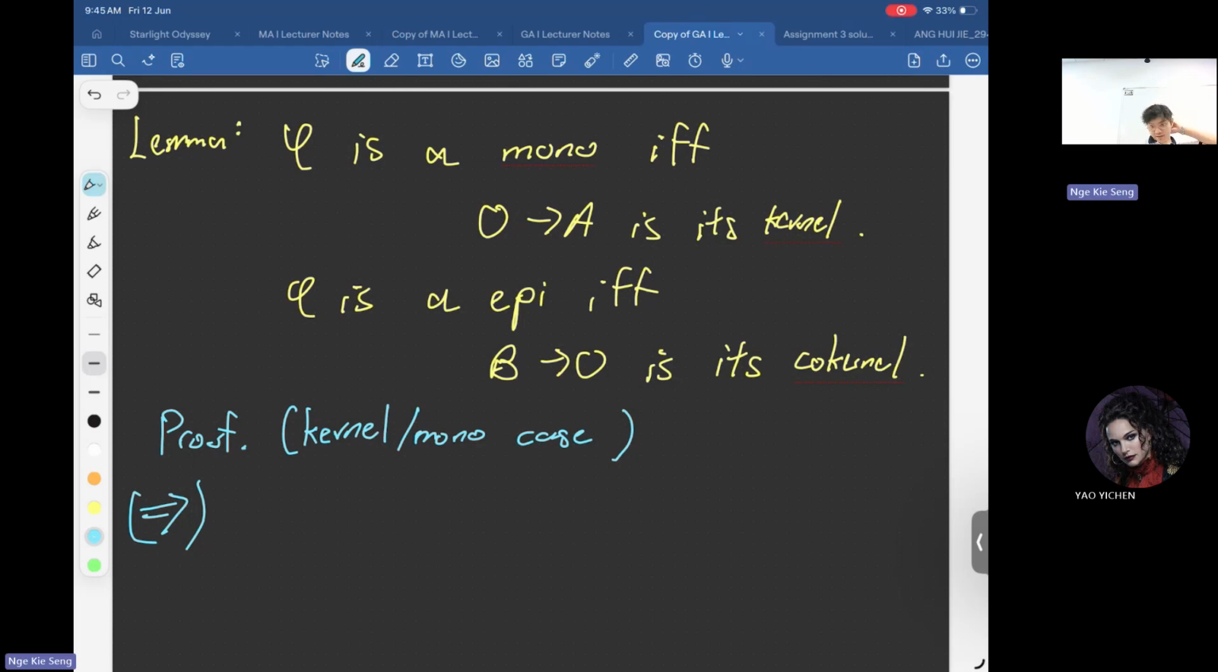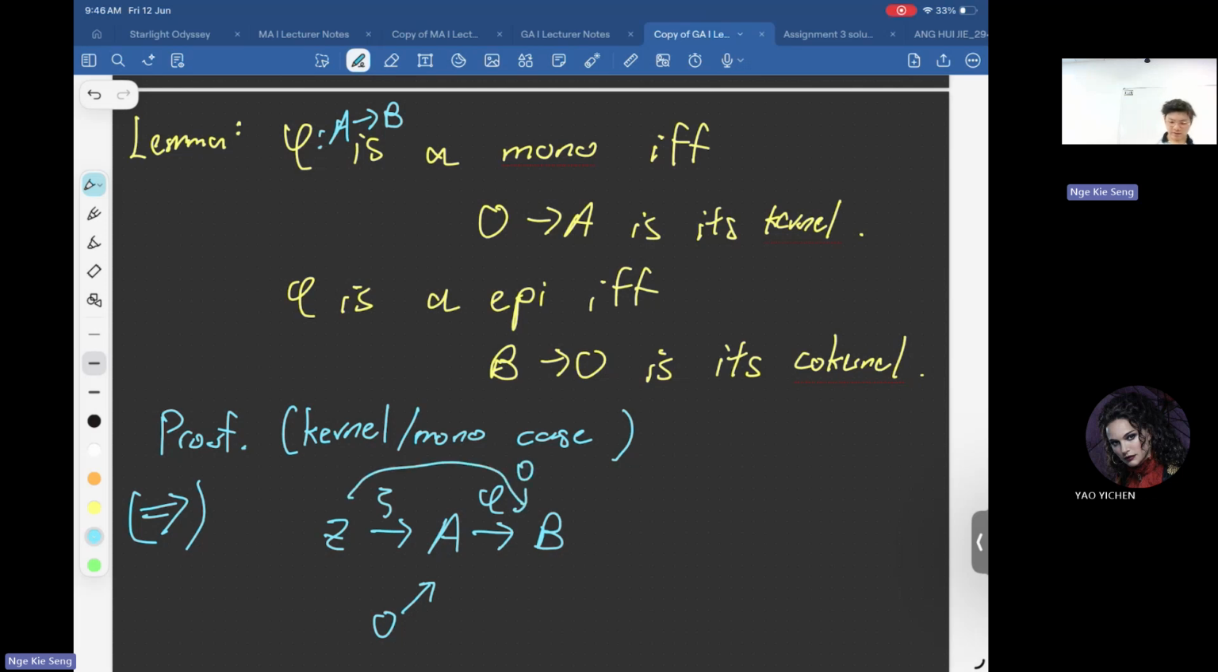To prove something is a kernel, what do you have to do? You have a map, let's say from A to B. If you have another map C to A such that the composite is 0, we want to show that 0 to A is a kernel, meaning there is a unique map that does this. Because phi is mono, if phi of C is 0, this implies that C is 0. So this is 0 by monomorphism.